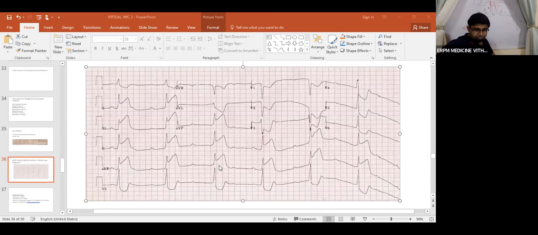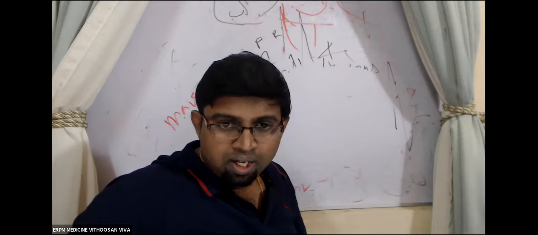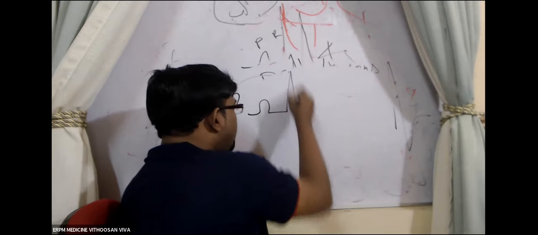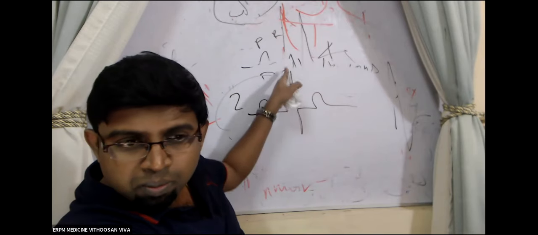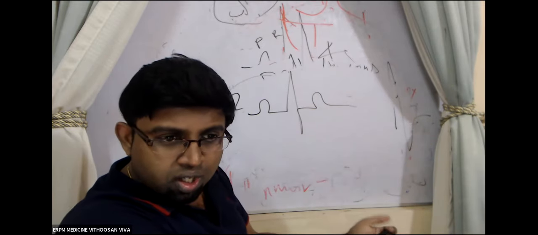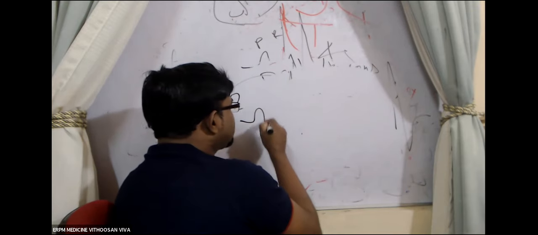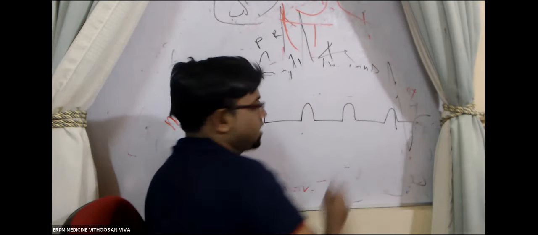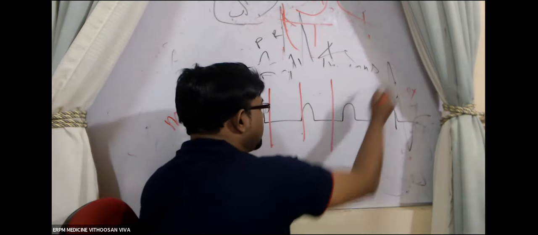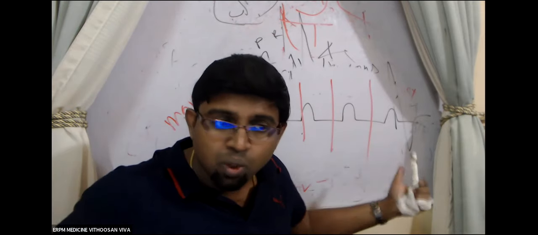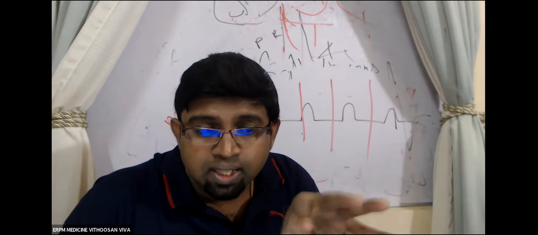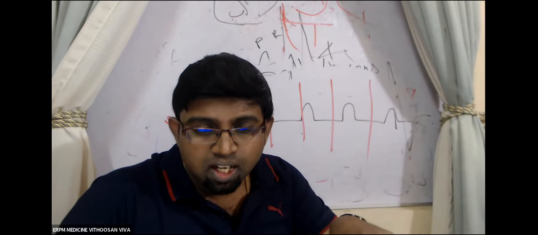Normally, in a normal heart, this is how it goes: your P wave will be followed by a QRS, isn't it? That's how a normal heart goes. So what is happening here? P waves are happening at regular intervals. Your QRS is happening at regular intervals. There is no connection between the P and QRS.